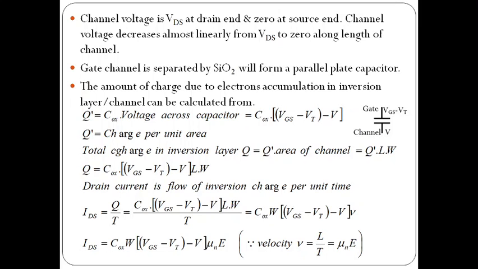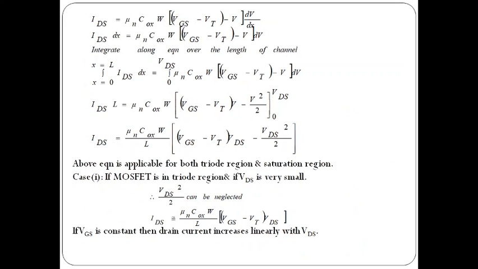So we can write IDS equals to Cox into W (Vgs minus Vt minus V) mu n into E. So E is the electric field, equals to voltage by distance. So the channel voltage is varying from the VDS to 0 along the length of the channel. So we are considering a differential voltage dV and the differential length dx. So we can write electric field equals to dV by dx.